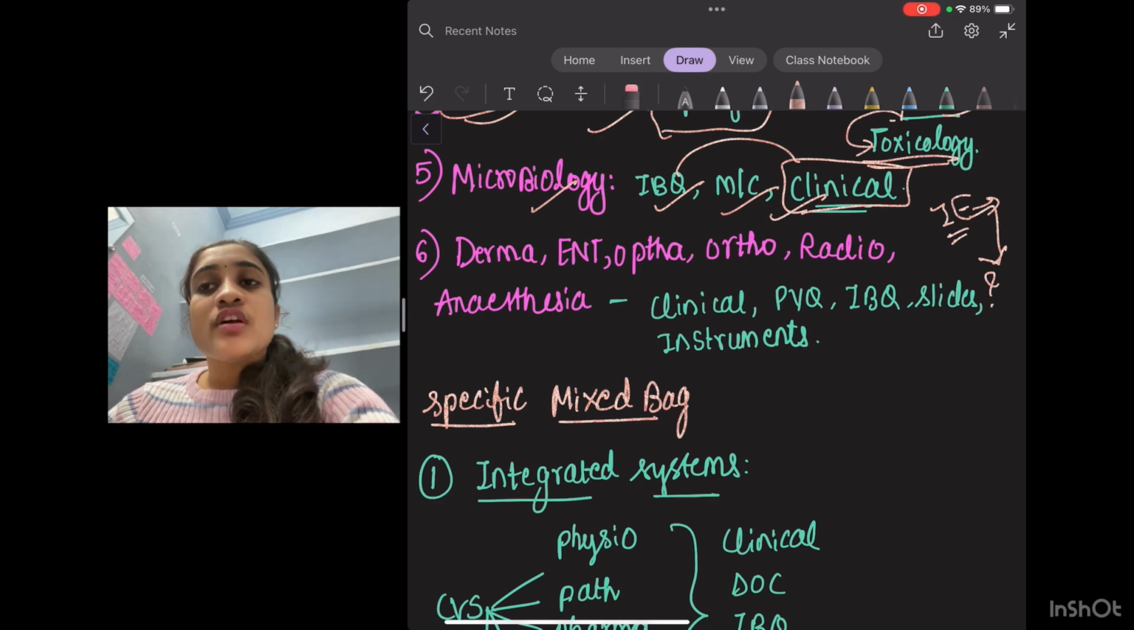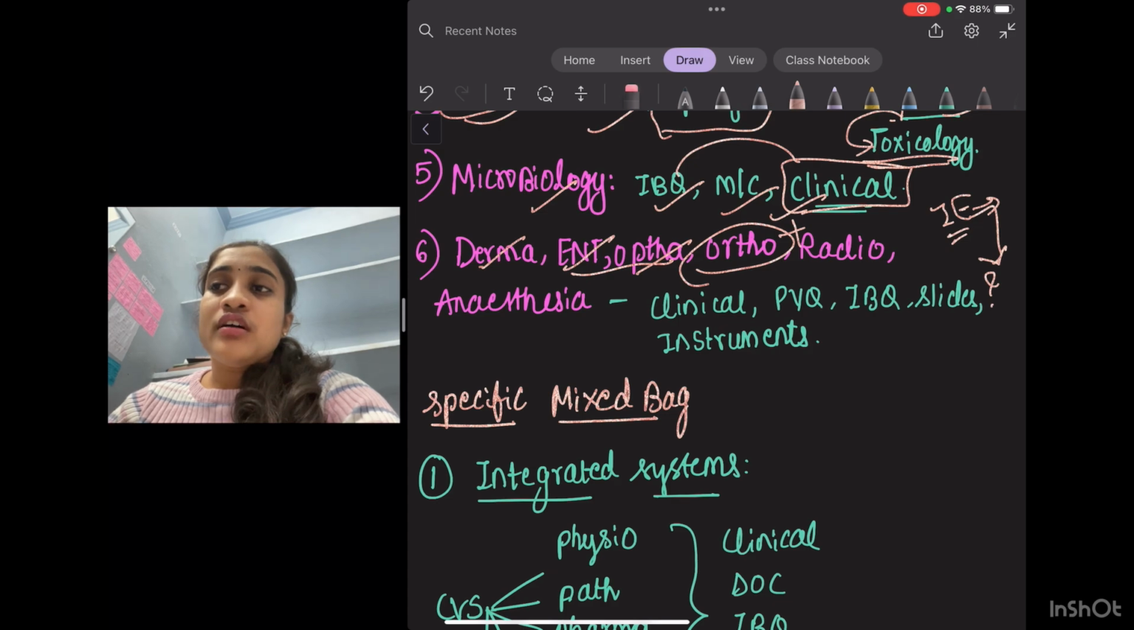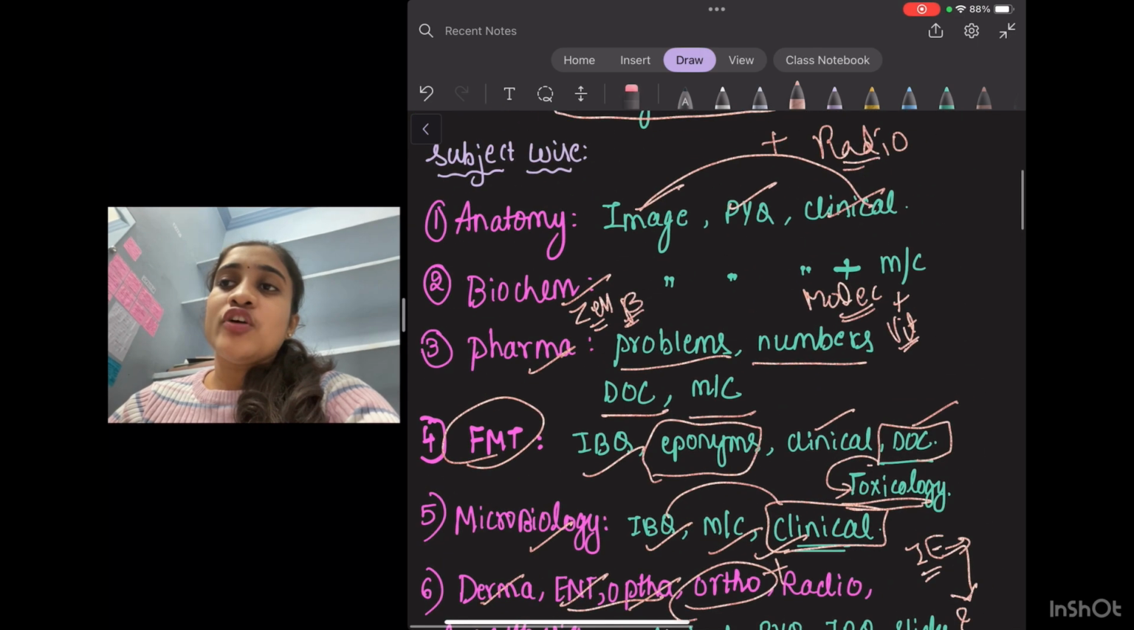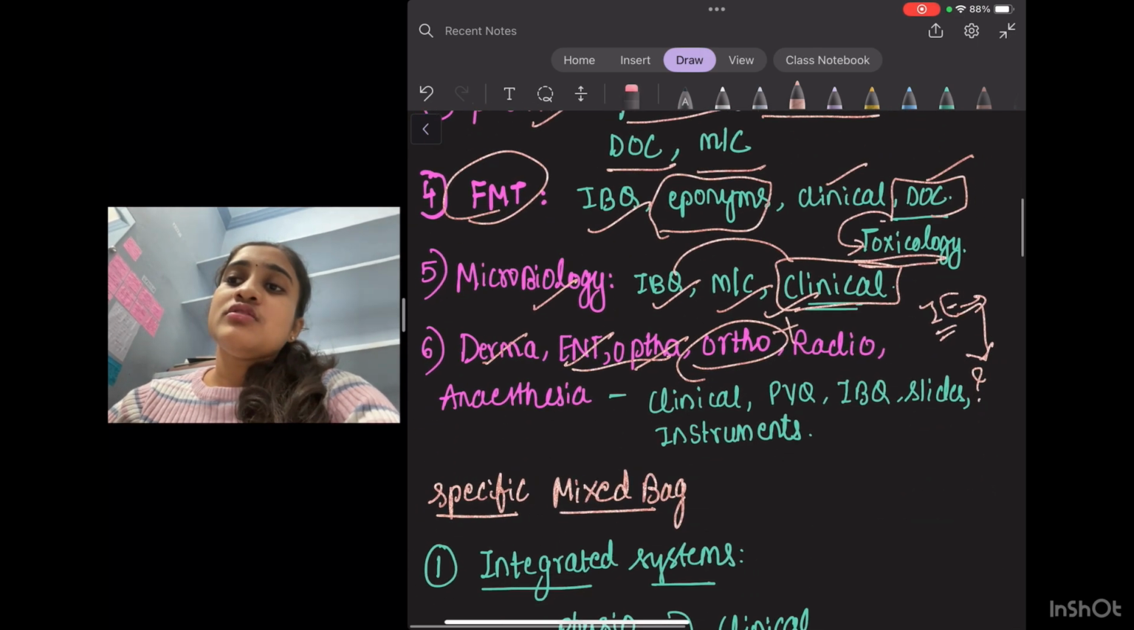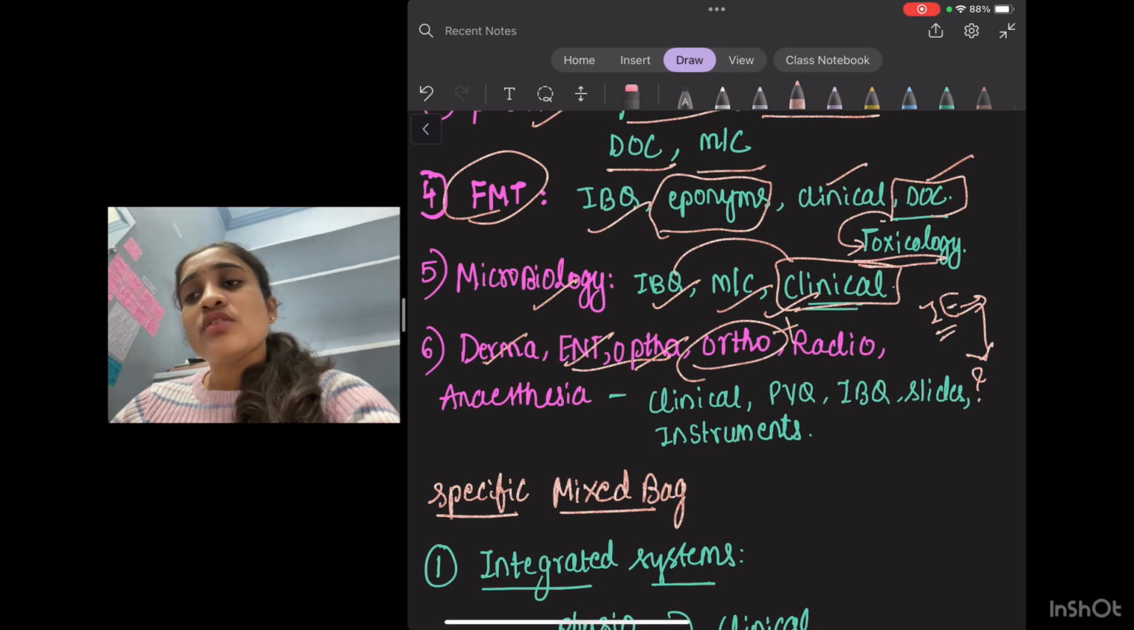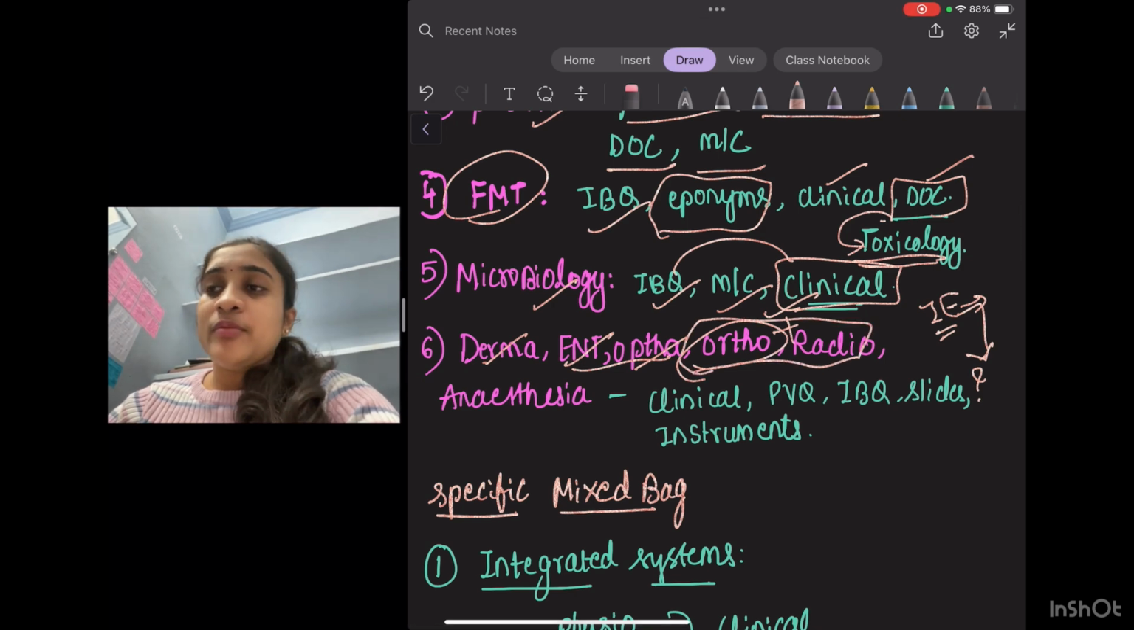And coming to the short subjects, derma is mostly image based and facts also. ENT, ophthalmology, these are instruments, very less asked in ENT and ophtha, but still you just have a look because no one knows what is going to be asked. Ortho is mostly image based. Also try including ortho plus radio. Before we added anatomy plus radio. Also here try solving ortho plus radio. It will be really helpful.